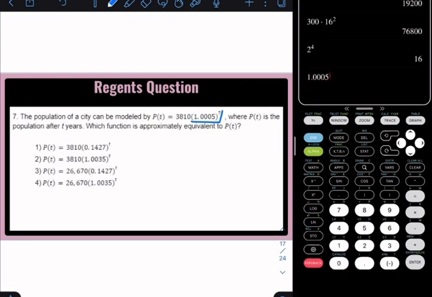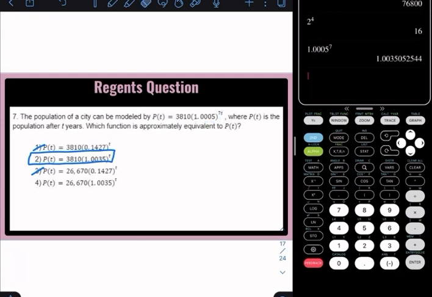1.0005 raised to the 7th power would be 1.0035, which would be either answer choice 1 or 2 or 4. And what's the difference between 2 and 4? Well, in 4 they changed the other number. There's no way I'm changing the other number, so my answer would be choice 2. But let's use our method to see why this makes sense.